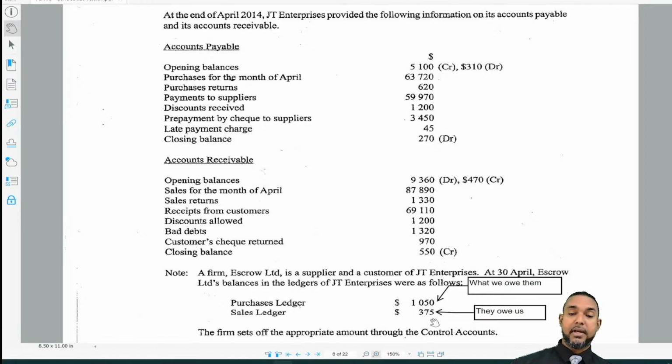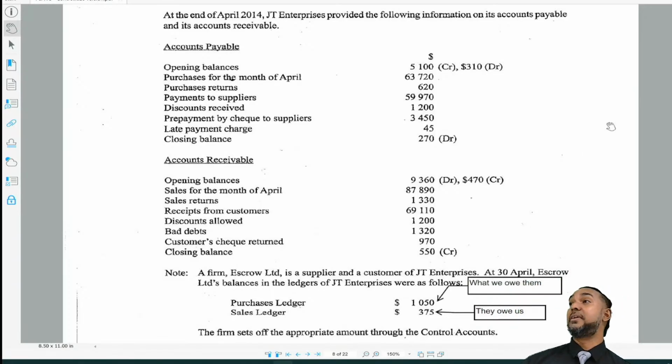And the lower amount here is 375. So this 375 is the setup. So that was the trick in this question, right? And it said the firm sets off the appropriate amount. So they didn't tell you, right? This is CSEC. Yeah, they didn't tell you which figure was the correct one.